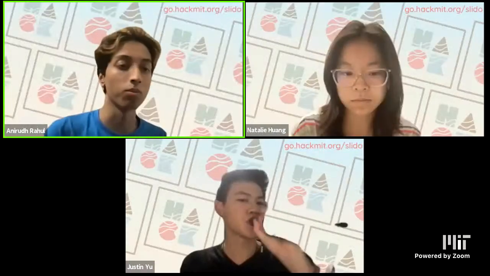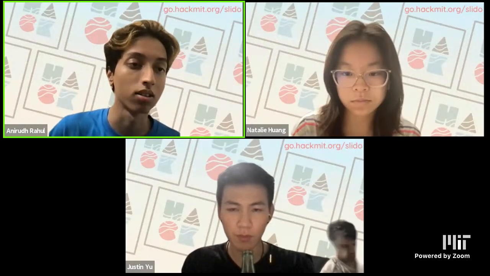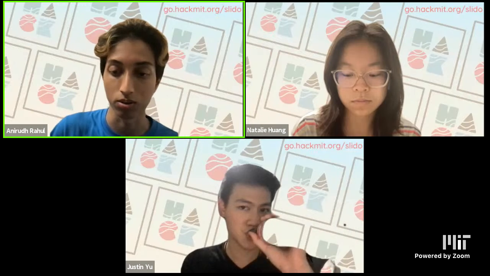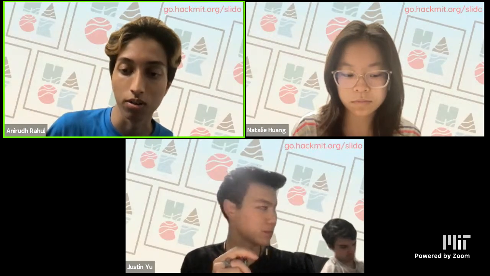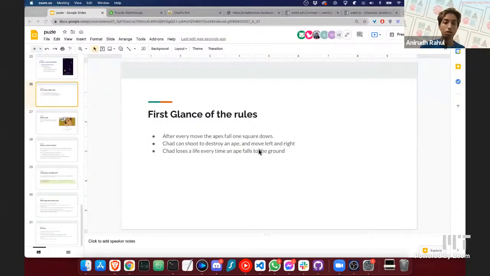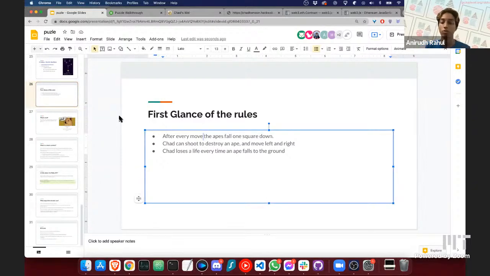Yeah, so as Amanda was saying, the main point of the first part of the puzzle, let me share my screen, was to share the mechanics of the game, right? The three main mechanics you get from the start are: after every move, each ape falls down one square. You can shoot to destroy an ape, and you can also move left and right, like Amanda said. And you lose a life every time an ape falls to the ground.